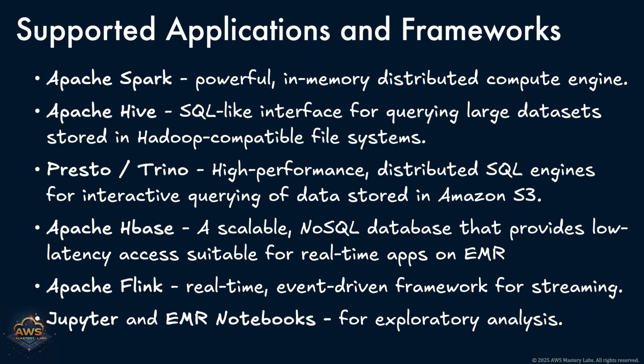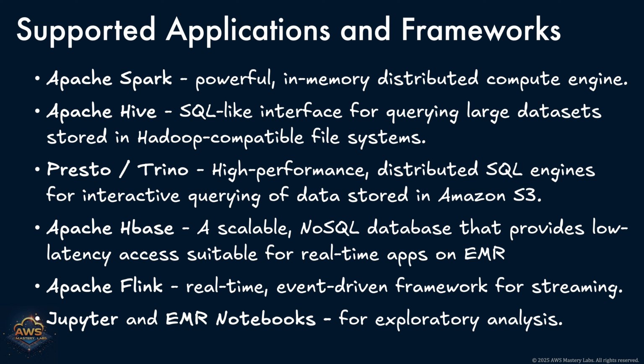At the core of many modern data workloads is Apache Spark, a powerful distributed in-memory processing engine. EMR provides a fully optimized Spark runtime, designed to run faster and cheaper on AWS. It's ideal for everything from ETL and data engineering to machine learning and stream processing.